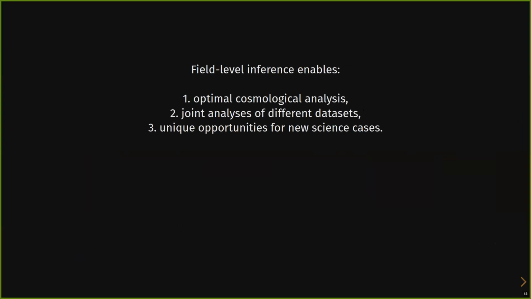Okay, so I think we have established that field level inference is a good thing to do because it enables optimal analysis of cosmology eventually, joint analysis of different data sets, and some unique opportunities which we do not have access to otherwise. The question we should ask then is, what do we need to enable it?